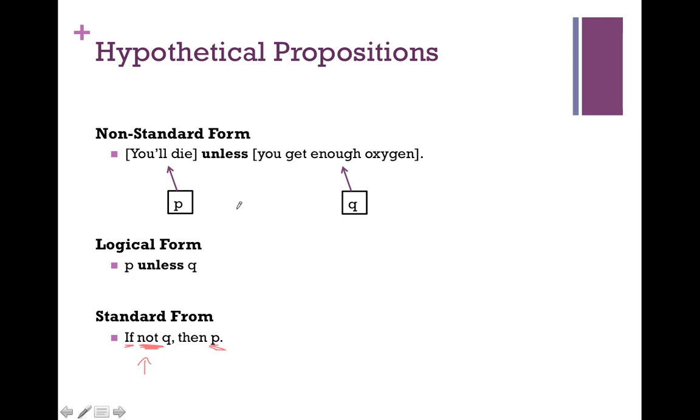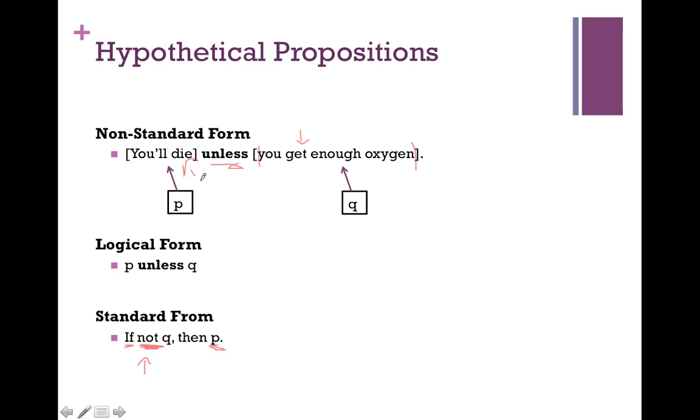Whenever you see the word unless appear, you should always translate it this way: you find the word unless, then find the proposition that occurs after it, move that to the front of the sentence and say, if not this proposition is true, then this one is. So P unless Q is the same thing as saying if not Q, then P.